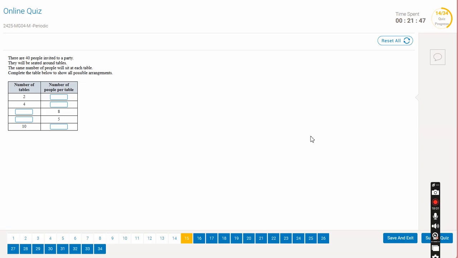There's another question that students struggle with a lot. Let's start it. So here, there are 40 people invited to a party. They will be seated around tables. The same amount of people will sit at each table. Complete the table below to show all possible arrangements.